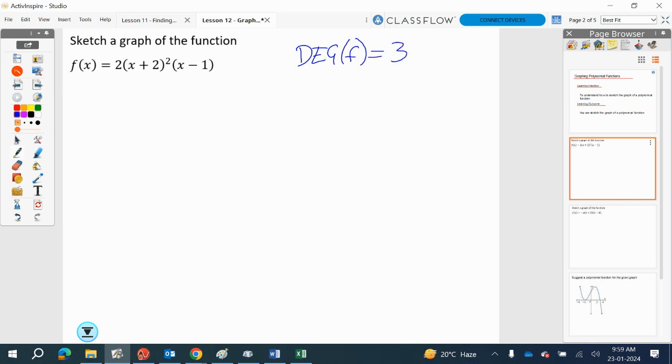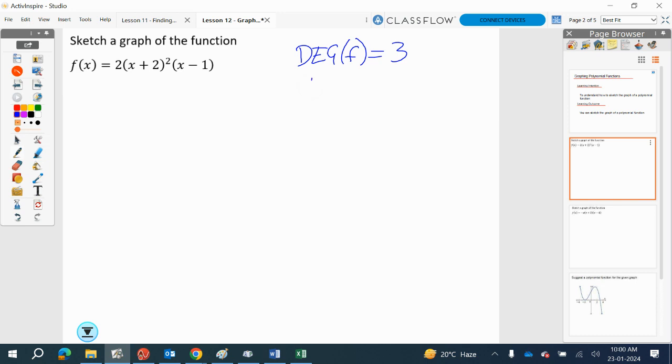3. How can we tell that? Because we see two x's, however, one bracket has a multiplicity of 2. Nice word, I like the word multiplicity. So this one has a multiplicity of 2. We've got a linear factor here with a multiplicity of 1. We can see that if we were to expand this, the degree is going to be 3.